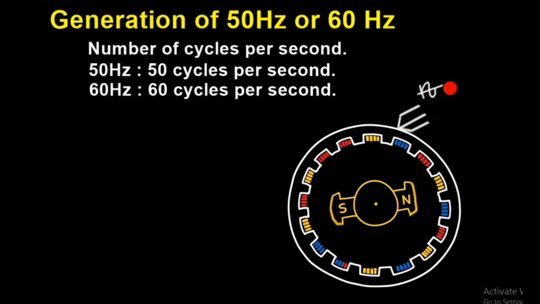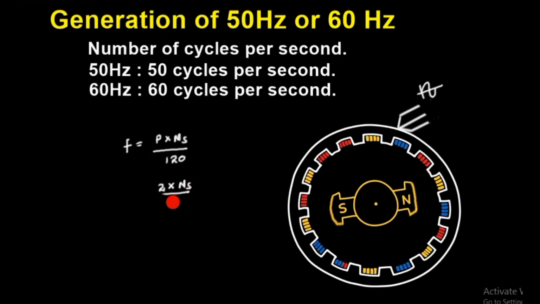The frequency of this AC voltage can be found by using the formula F = P × Ns / 120. Here F is the frequency of the generated EMF, P is the number of magnet poles on the rotor, and Ns is the speed with which the rotor rotates inside the stator. In this example, we have 2 poles on the rotor, so we put 2 in place of P.